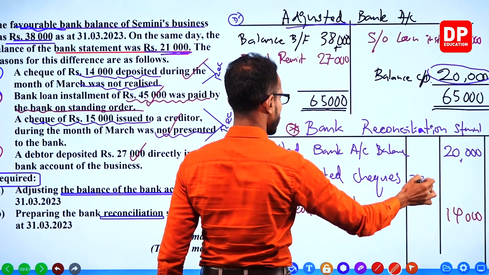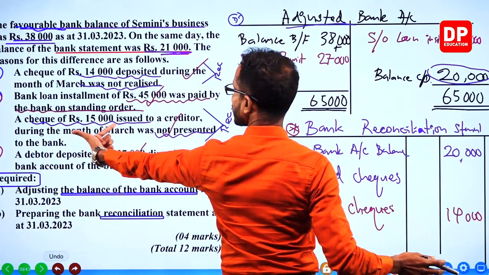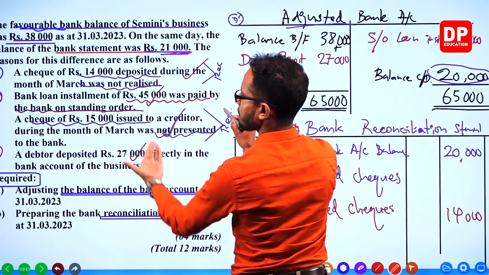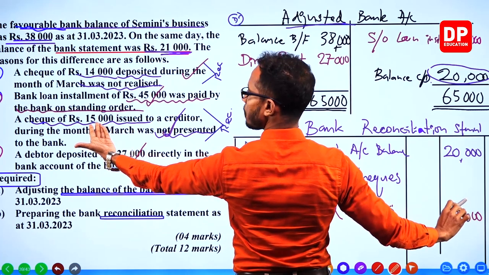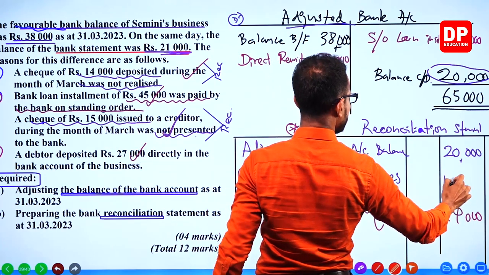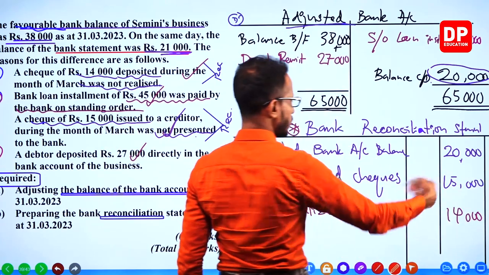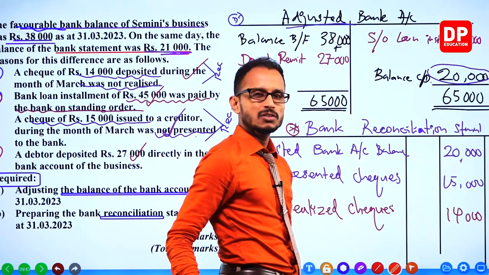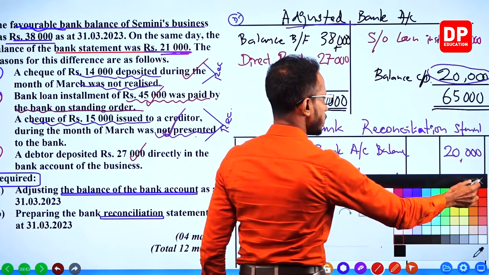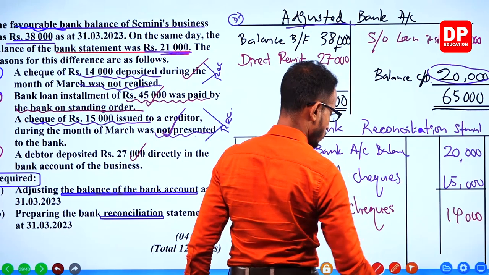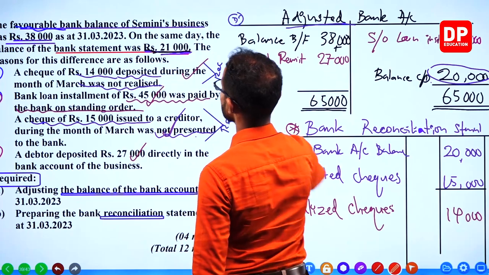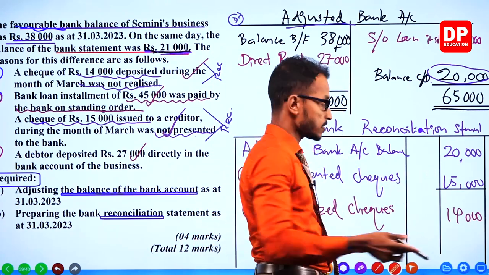How much is it? Issued, not presented, 15,000. Yeah, not presented, 15,000. I'm putting the values directly to the third column to make it easier, right? Now we are done with all the items. It's just a matter of calculating the final value. Let's see whether we get the final value. The final value should be this, the bank statement balance.